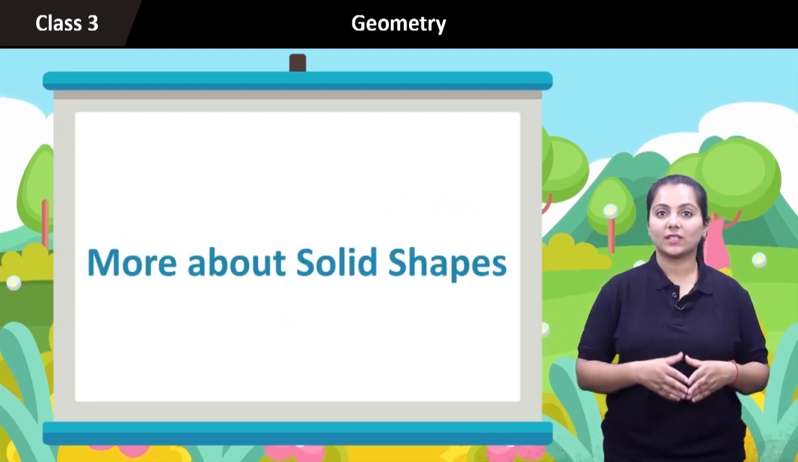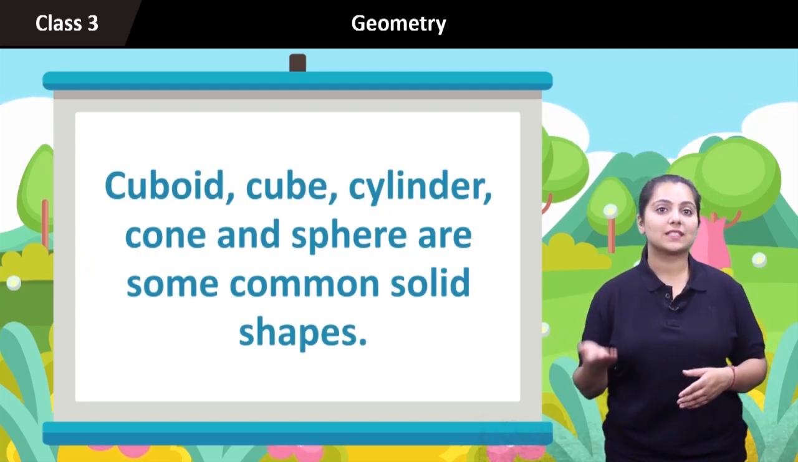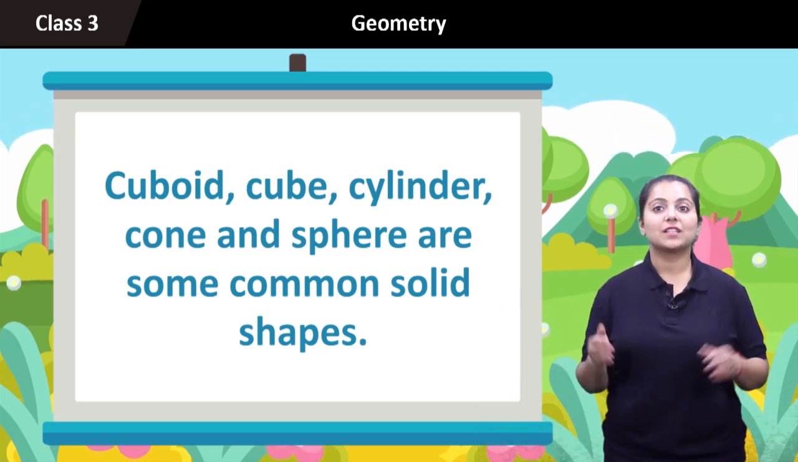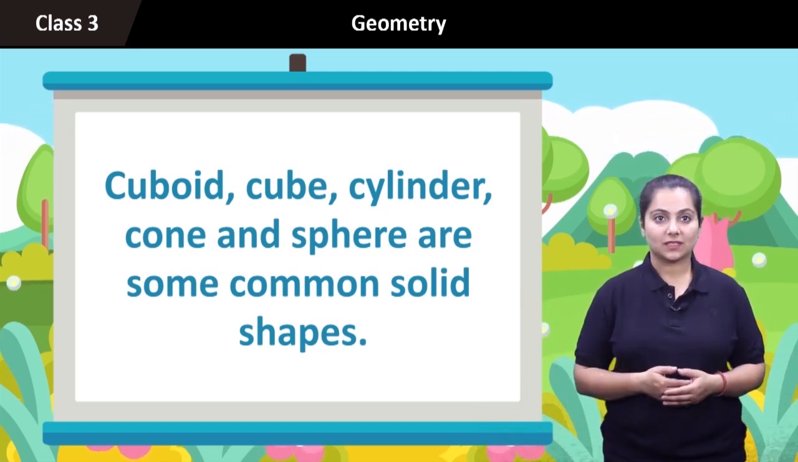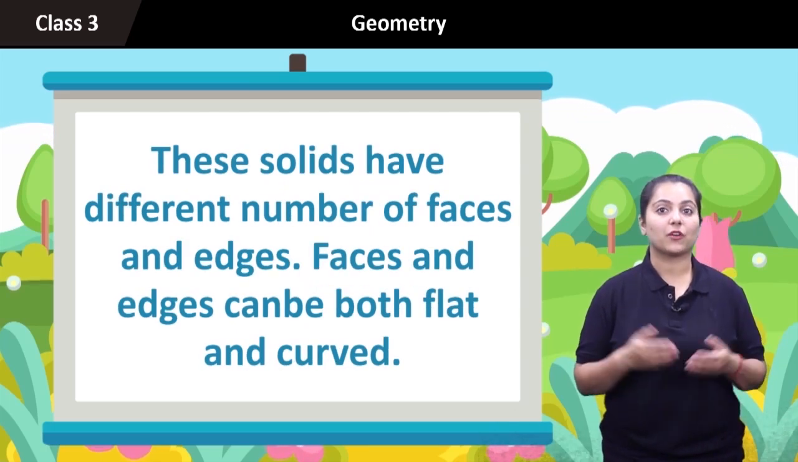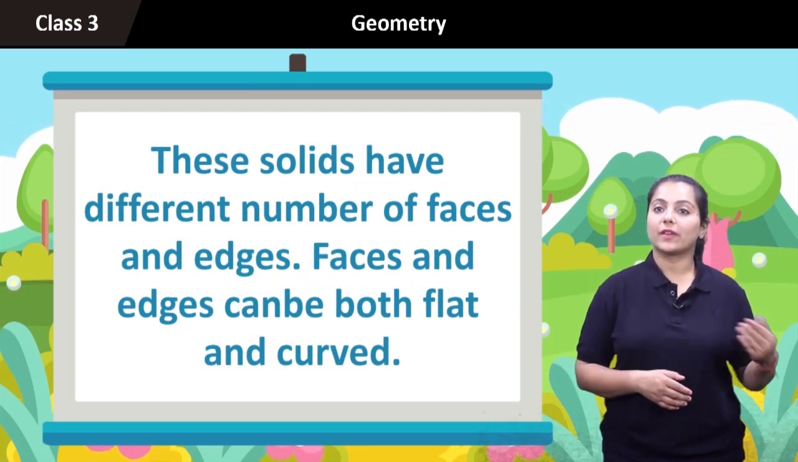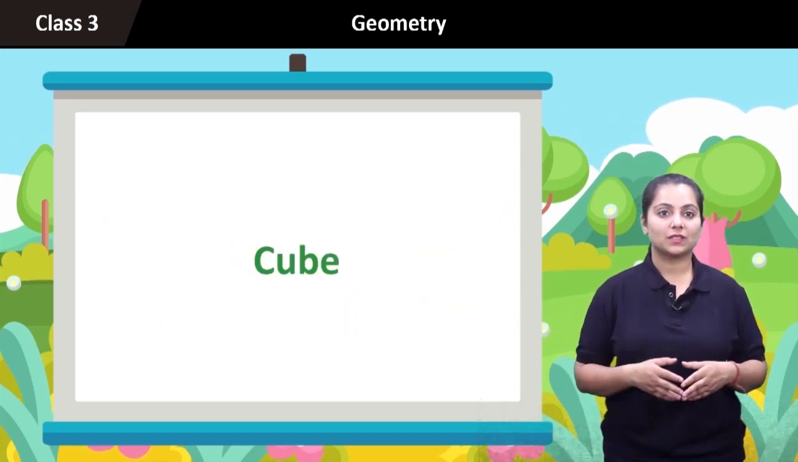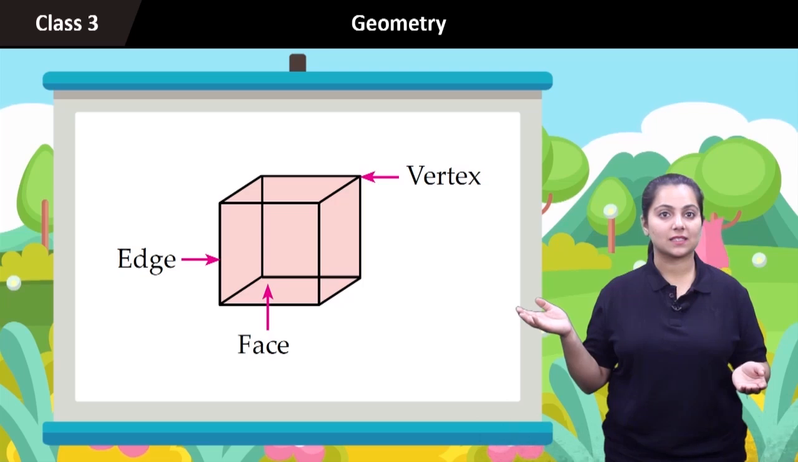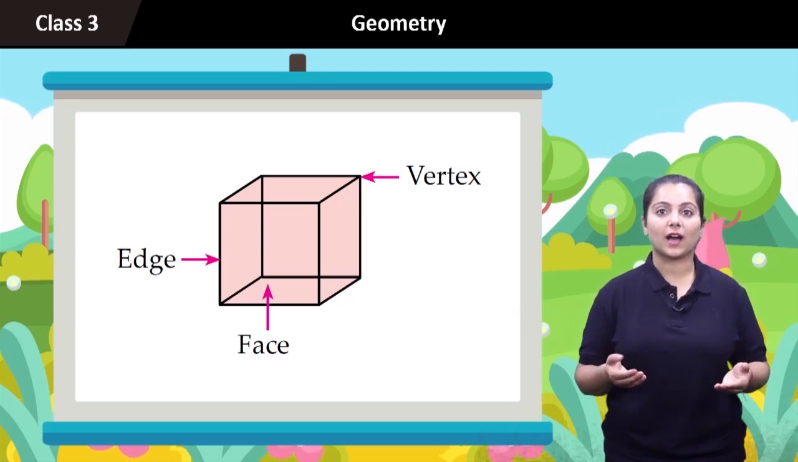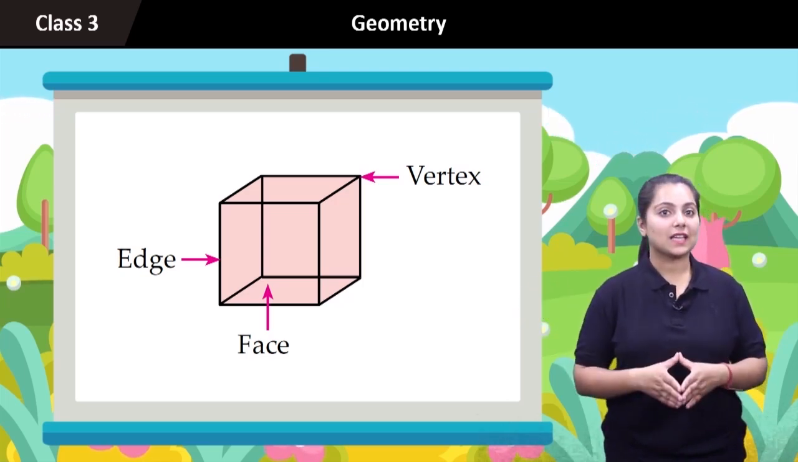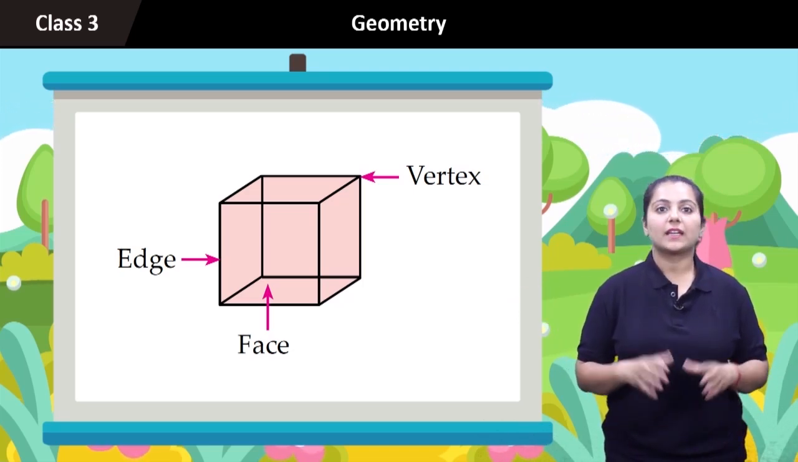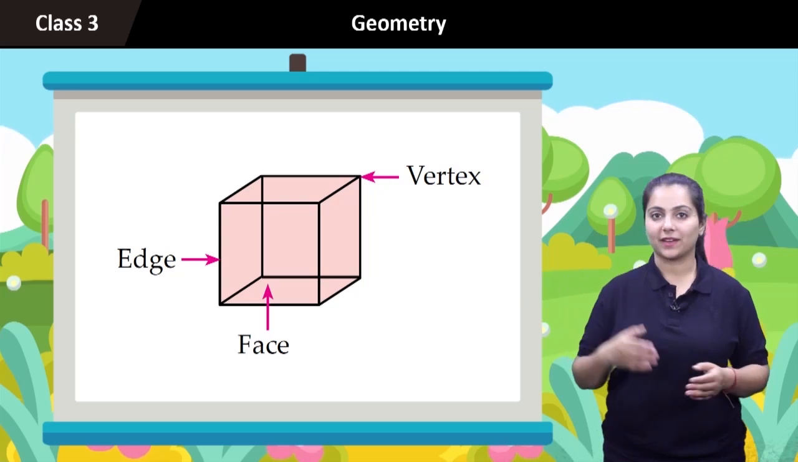More about solid shapes. Cuboid, cube, cylinder, cone and sphere are some common solid shapes. These solids have different numbers of faces and edges. Faces and edges can be both flat and curved. Cube. A cube has 6 faces. All faces of a cube are flat and equal. It has 8 vertices and 12 edges. In a cube, every face is a square.